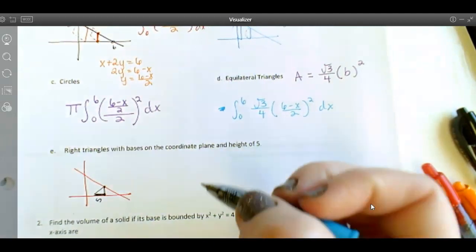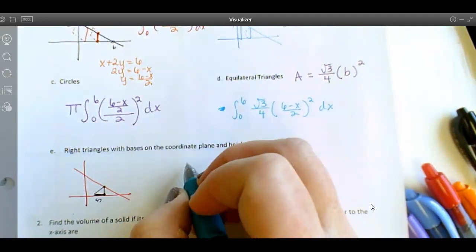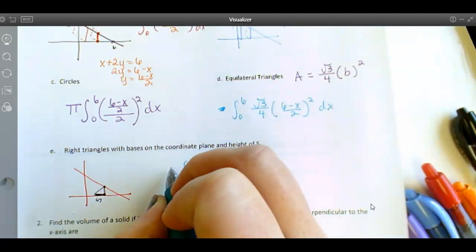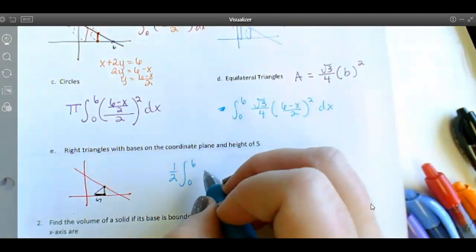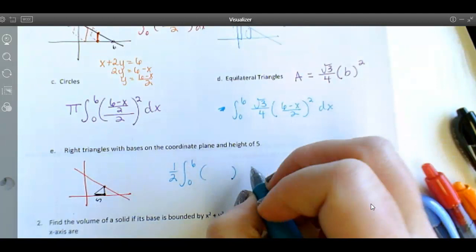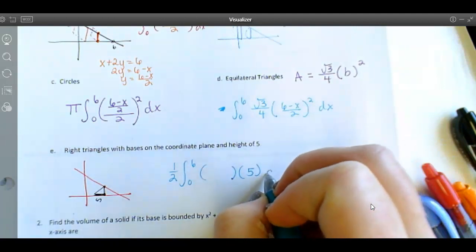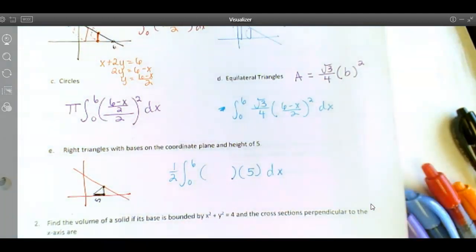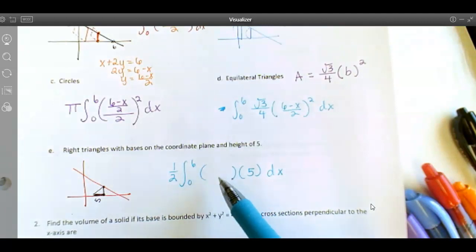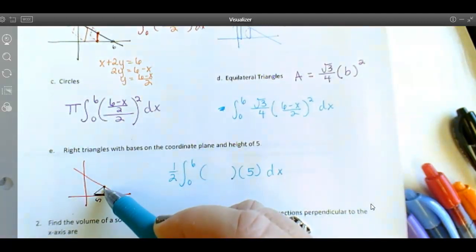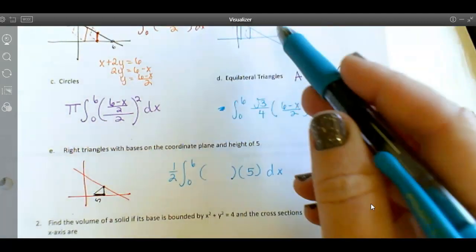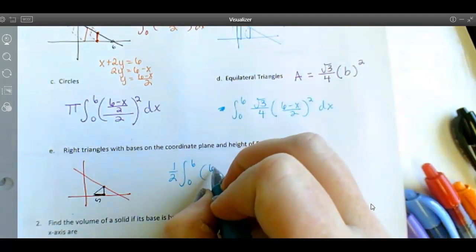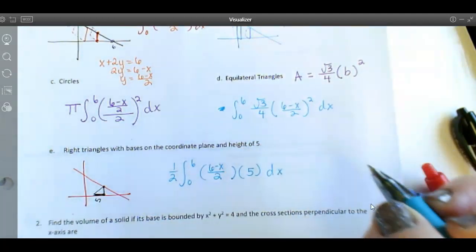So the formula would be 1/2 base times height. So 1/2, whatever the base is, times the height, which they tell me is 5. So when they tell you the height of something, they're telling you one side of it. So the base is just this same side that we've been looking at on all those other problems. So this is just 6 minus x over 2.